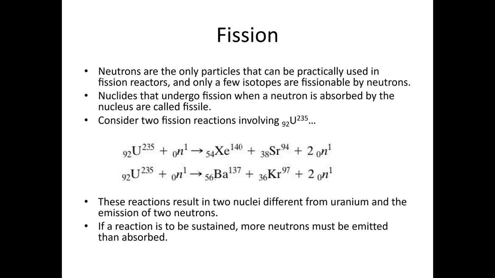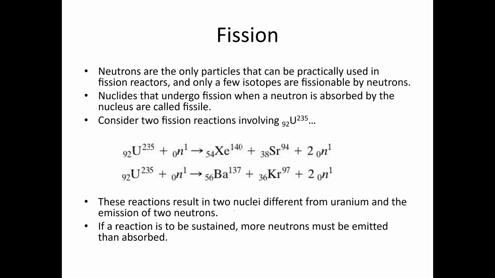Consider two fission reactions involving uranium-235. In one reaction, uranium-235 and a neutron will yield xenon, strontium, and two neutrons. The second reaction takes uranium-235 and a neutron and yields barium, krypton, and two neutrons. These two reactions result in two different nuclei from the uranium, and of course two neutrons.